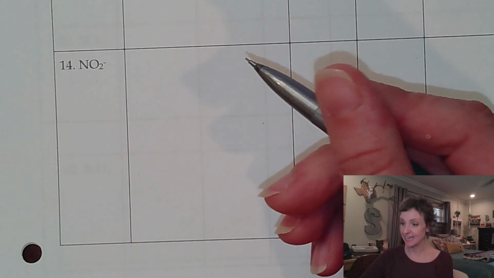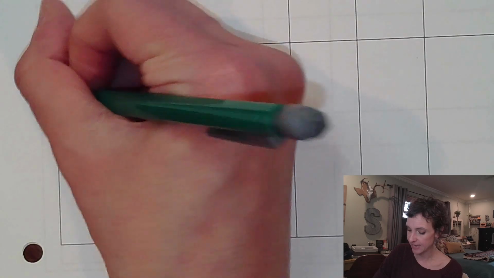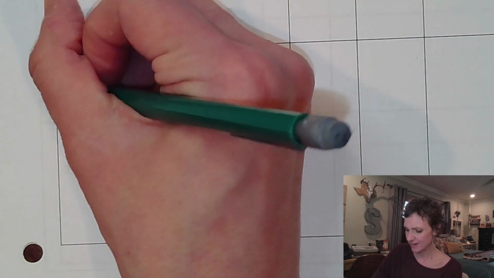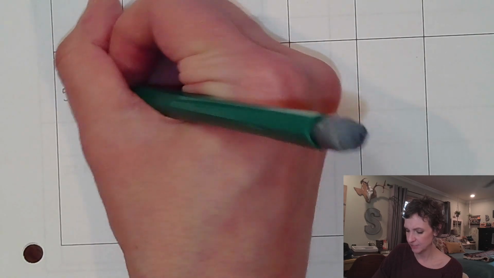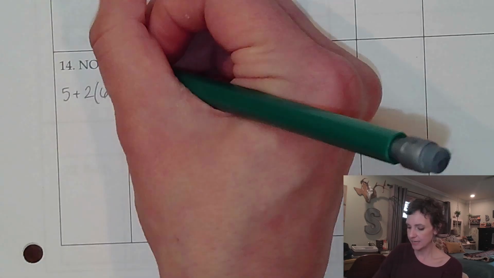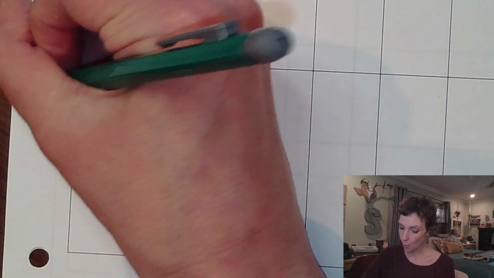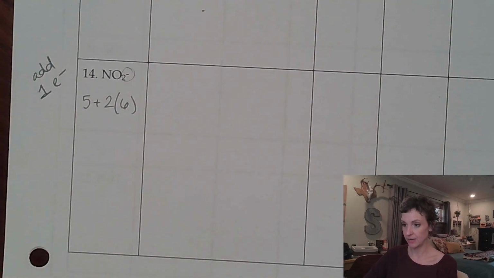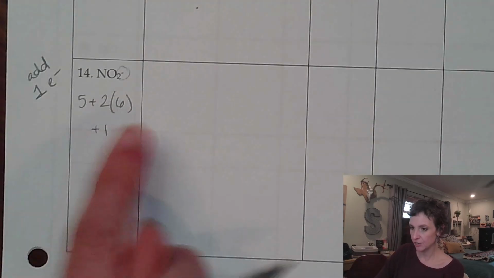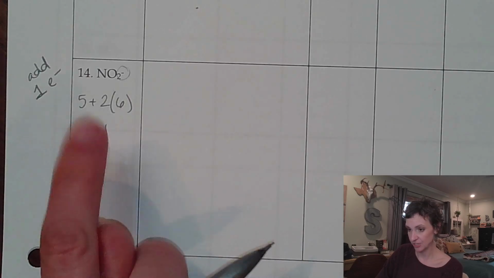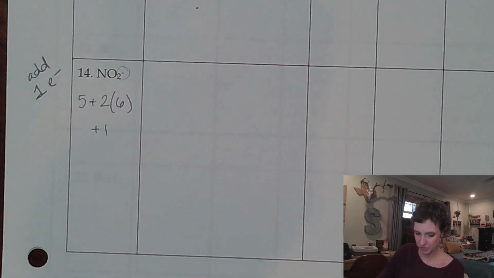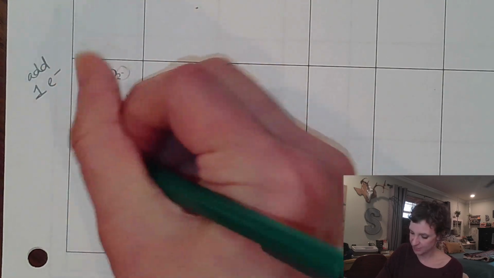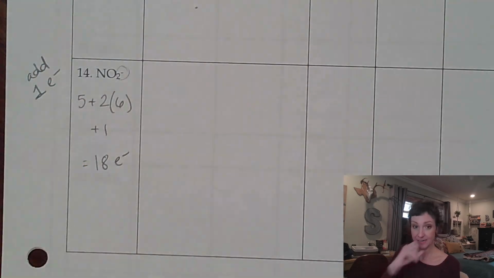So my first thing is I've got to count up the available valence electrons. Nitrogen in group 5, or 15, has 5. Then I've got 2 oxygens, and each one of those oxygens has 6. What is going on here? That means add 1 electron. I have a negative charge, which means an electron was gained. So to this original value of 1 nitrogen and 2 oxygens, there's an extra negative charge. So that means total in this nitrite, I've got 18 electrons.